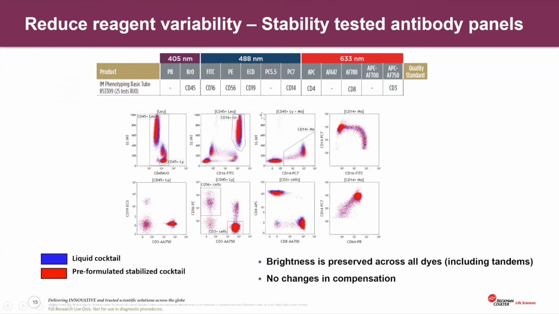So collectively, these panels have been assessed for stability. And with respect to comparison to the liquid antibody cocktail, you could see in terms of the overlay of the data here, there's no differences between the liquid or the pre-formulated. The brightness is preserved across all dyes, and there's no changes in compensation. Why is this important? Well, you can see that the stabilization of the cocktail did not contribute to changing of the brightness or any stability of the dye itself. So even tandems in this case are stabilized.